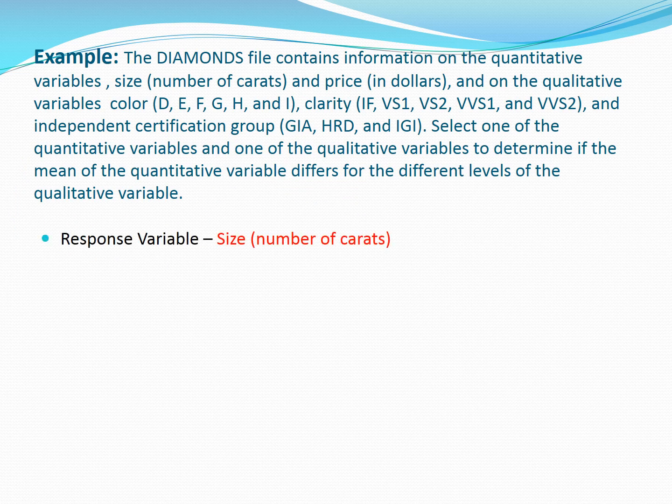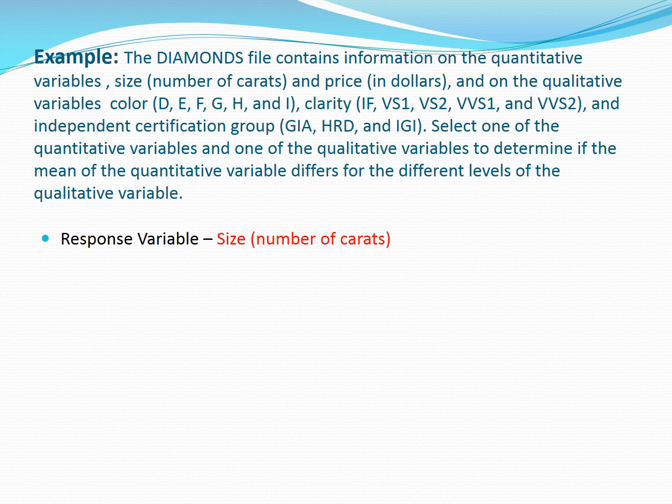All right, so let's take a look at an example. There's a data set called the Diamond data set that I'll make available to you. And it contains a bunch of information on, of course, diamonds. Some of the variables it contains are the size of the diamond, the number of carats, the price in dollars, and the qualitative variables: color, clarity, and then the certification group. You can see there in parentheses, the certification group is the group that looks at the diamond and certifies its quality, its color, its clarity, and it's the one that's providing the data, really. There are 3 different certification groups, GIA, HRD, and IGI.